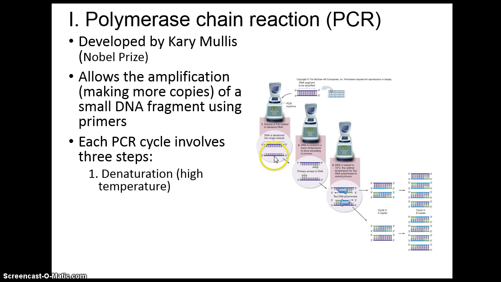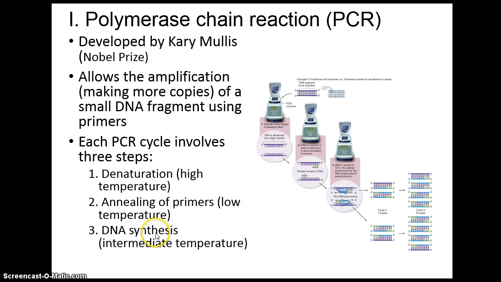You expose it to a high temperature, and it will pull apart. And then there is annealing of primer, so that means putting a primer on there, usually an RNA primer, that will bind to these strands that you pulled apart. And the third one is adding enzymes like DNA polymerase that will synthesize the other strand.